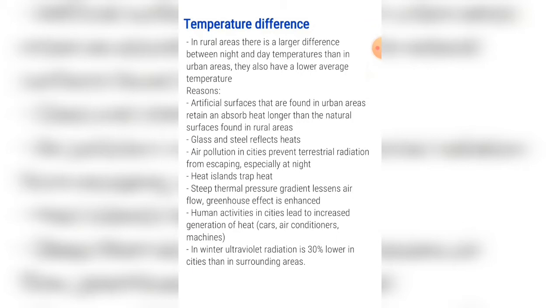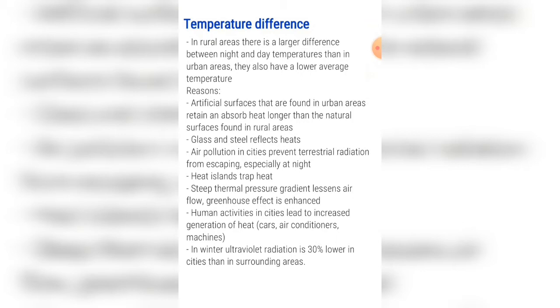They also have a lower average temperature. The reasons are artificial surfaces that are found in urban areas, such as cement, tar, concrete, retain and absorb heat longer than natural surfaces found in rural areas, such as grass, trees, rivers, and lakes. Glass and steel reflects more heat.